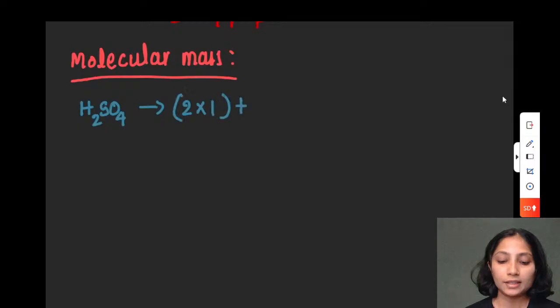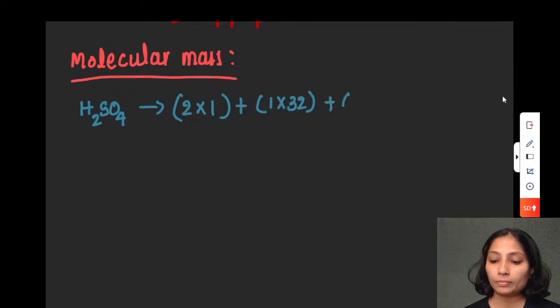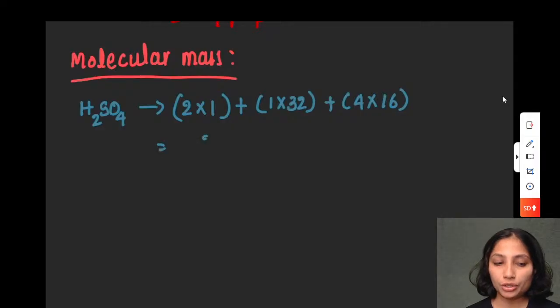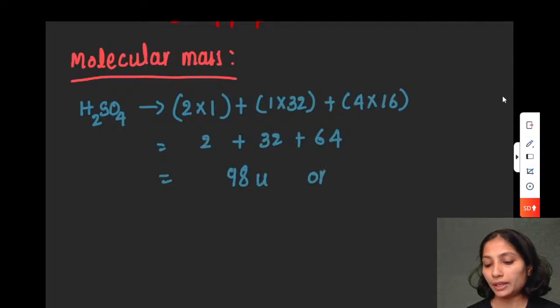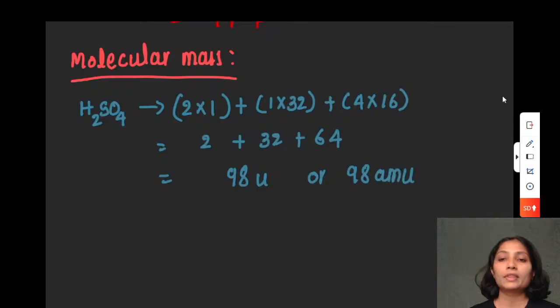How many sulfur atoms are there? One sulfur atom into the atomic mass of sulfur, which is 32. Plus, next, 4 oxygen atoms are there. 4 into the atomic mass of oxygen, which is 16. So what do you get? 2 plus 32 plus 64, which is equal to 98 U, or you can write 98 AMU. Okay, is it clear?